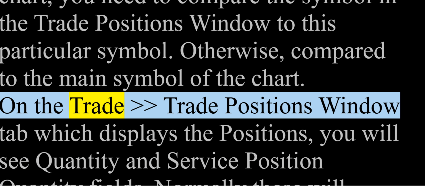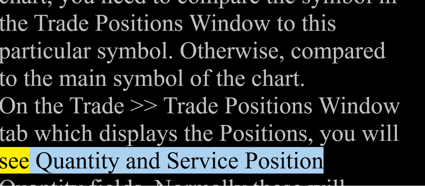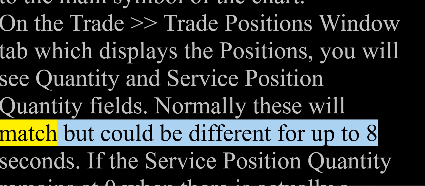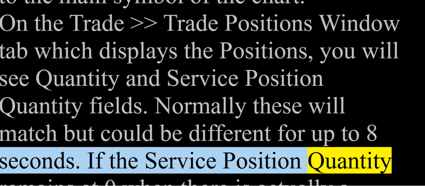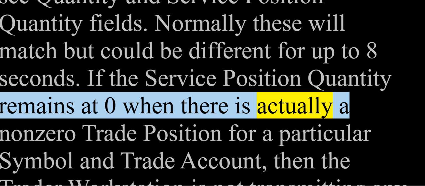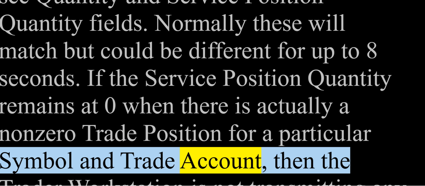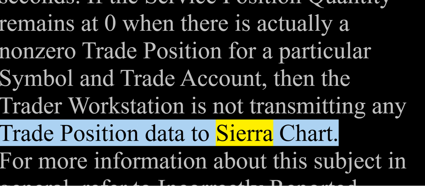On the Trade Positions window tab, which displays the positions, you will see quantity and service position quantity fields. Normally these will match, but could be different for up to 8 seconds. If the service position quantity remains at 0 when there is actually a non-zero trade position for a particular symbol and trade account, then Trader Workstation is not transmitting any trade position data to Sierra Chart.